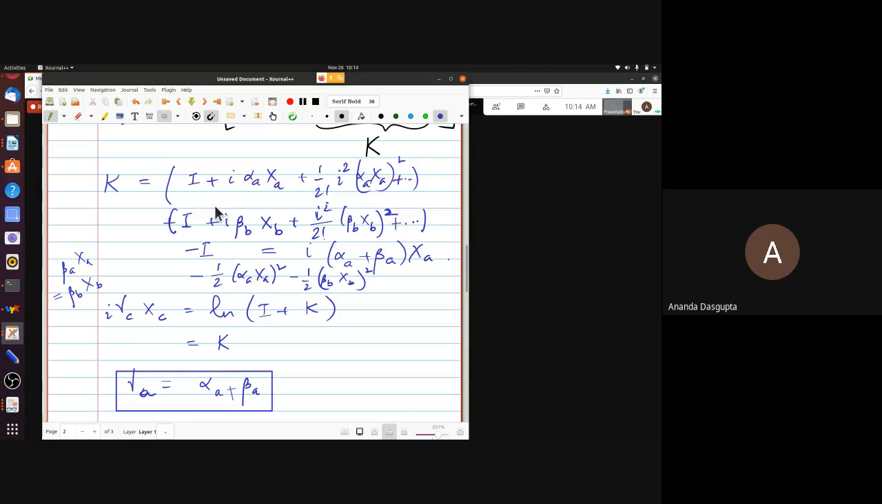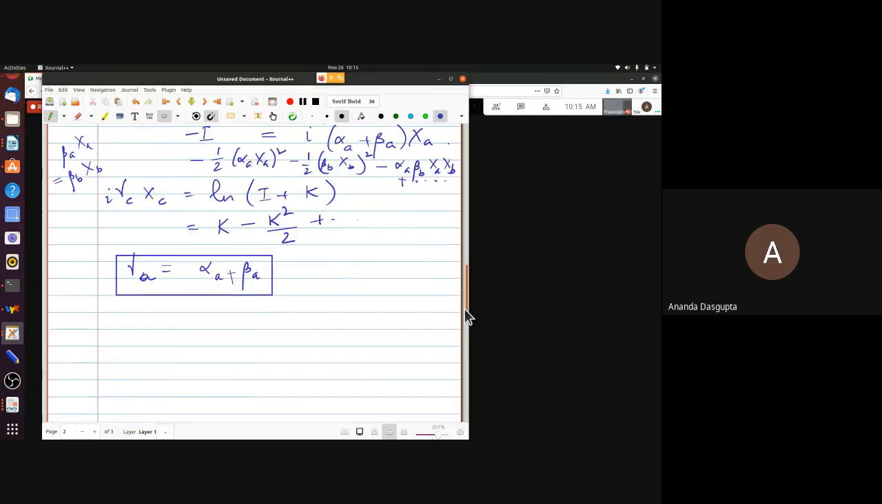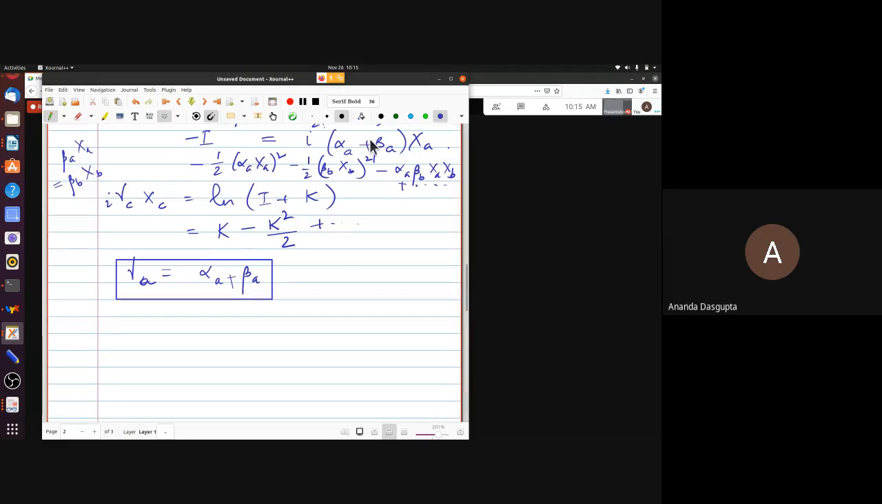What is important is that you also have a cross term, which is a product of these two, and that works out to be minus just the product of these two. So alpha a beta b xa xb plus higher order terms, right? So that's what K is. But if you're going to calculate up to quadratic order, then you really should use the quadratic order of K also here. Okay. So K is this.